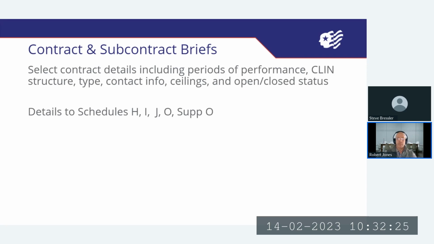Note here that the details, again, from this contract data, these briefs, do flow to areas of Schedule H, which is our total claimed contract cost, to Schedule I for invoicing and reconciliation, for Schedule J for our subcontract info, Schedule O, which has to do with our contracts that are ready to be closed, and Supplemental O, which are our contract briefs, okay? So again, not all of the data flows to every spot, but some of that data does flow to all of these other locations.